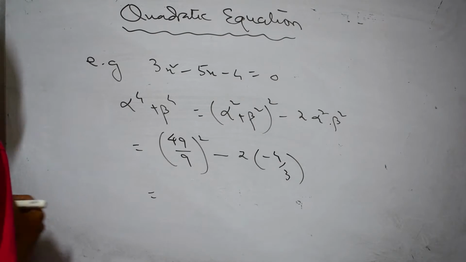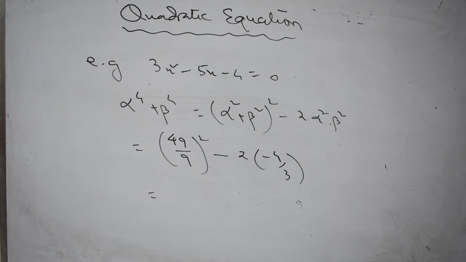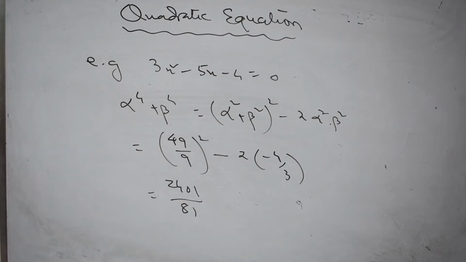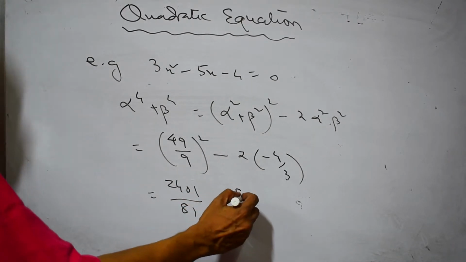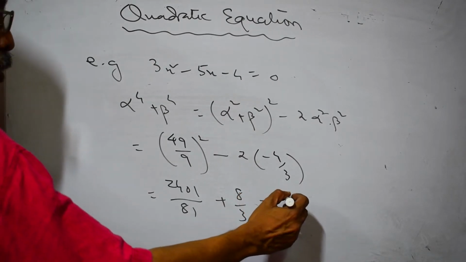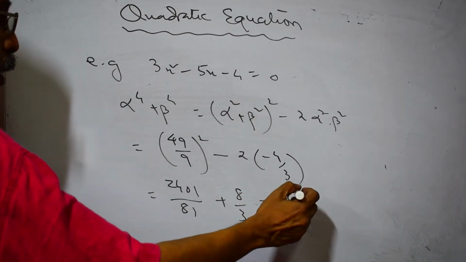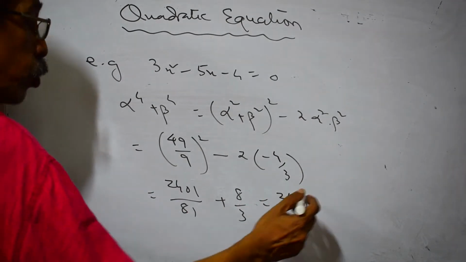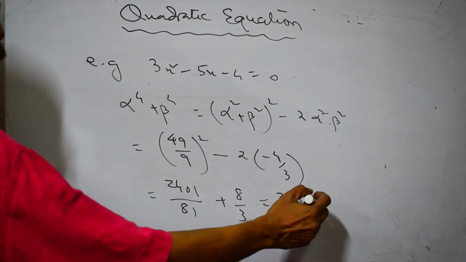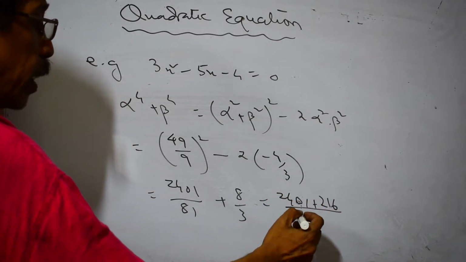So you are getting 49 square as the numerator, that is 2401, and then 81. Minus, plus it will be 8 by 3. So we have to add this 2401 plus 27 into 8, because after LCM we are getting 216 divided by 81.